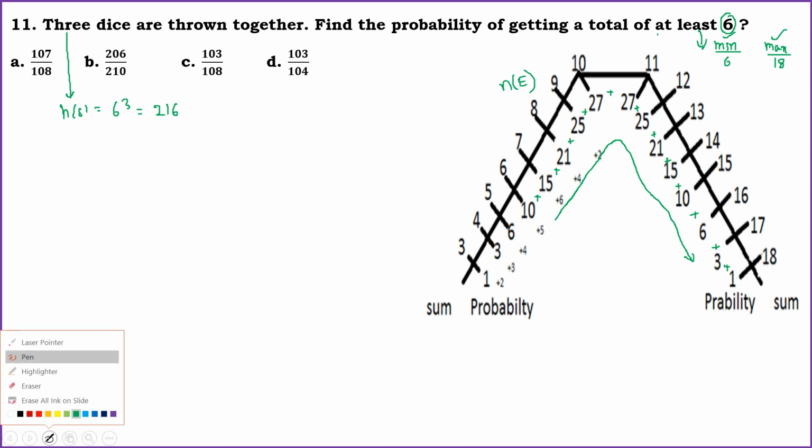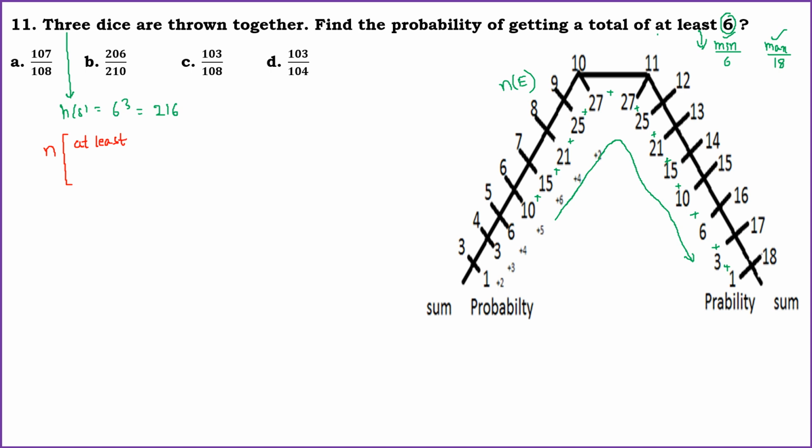So instead of solving like this, just think like this. For example, I want to get the number of events which get a sum of at least 6. How can I find that? The sample space minus the number of events which do not get a sum of at least 6. So try to find this now.